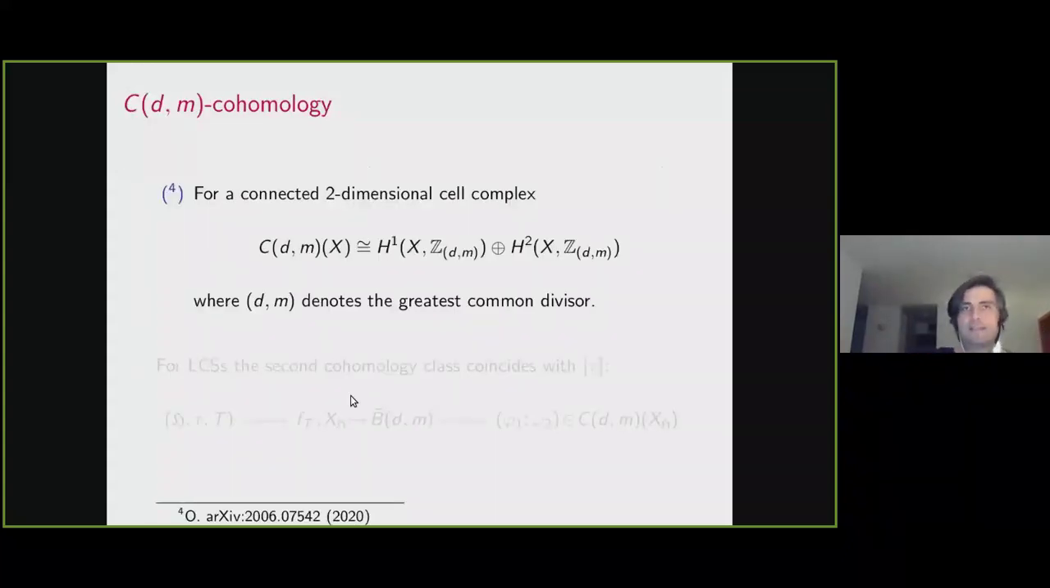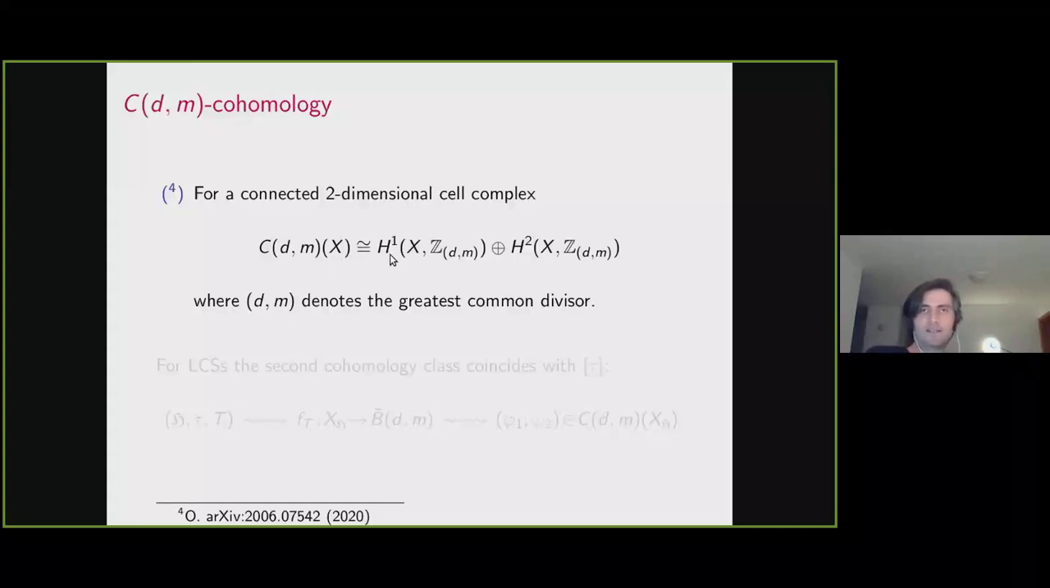So what is nice about this cohomology theory is that when you have a connected two-dimensional cell complex, like a topological realization, just think of a torus or a sphere, for example. So these are two-dimensional cell complexes. Then the CDM cohomology evaluated on this space essentially gives us two parts.